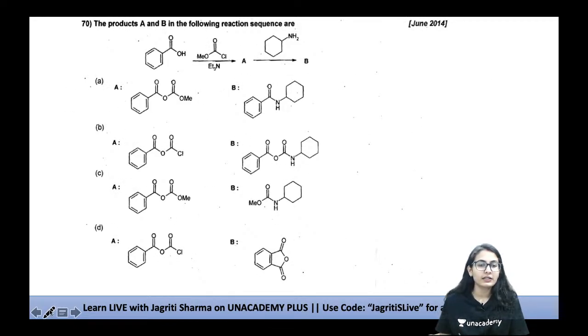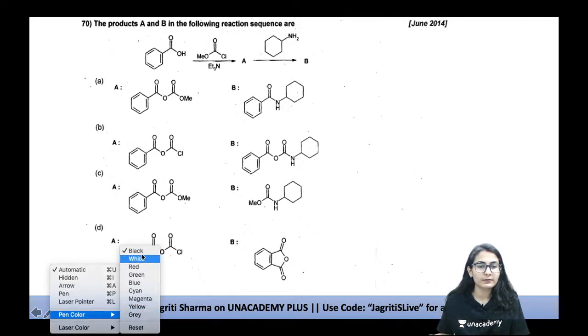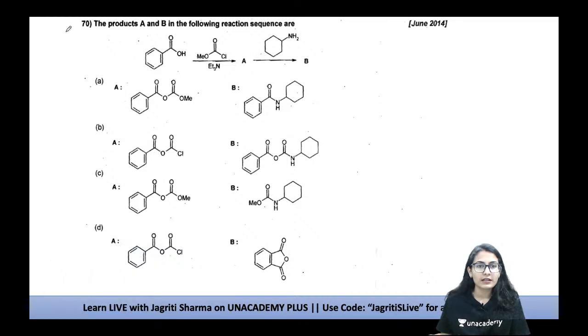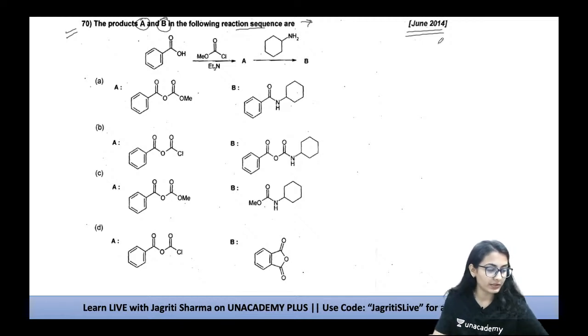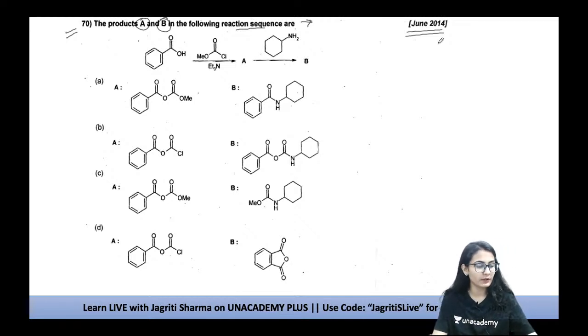Now we start with our first question. Yes, here it is guys. The products A and B in the following reaction sequence are, now this is our first question and this is a previous year question of June 2014. So I am going to give you 2 minutes to answer this question, right? It's a very good question guys, don't take more than 2 minutes for this.